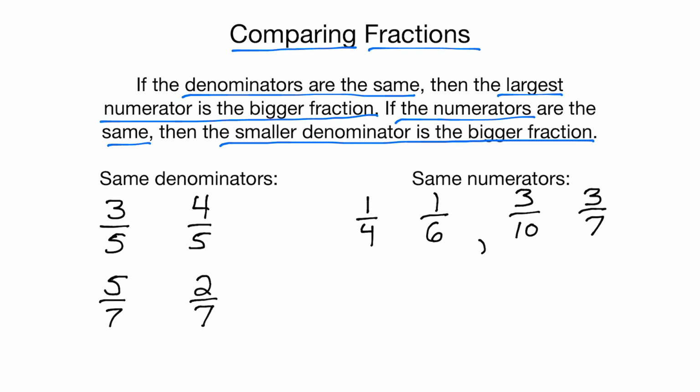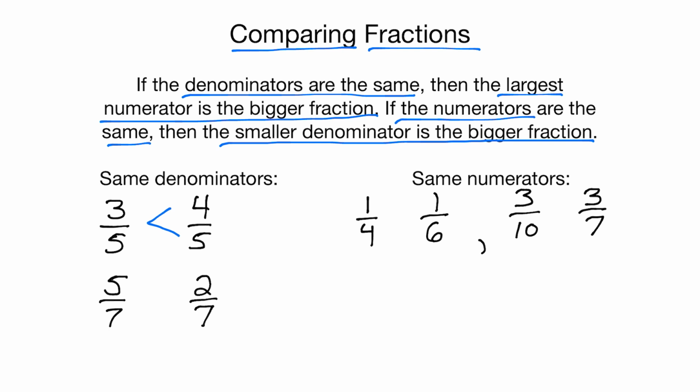Okay, let's look at some examples here. Some examples with the same denominators. The first example, we have 3/5 and we have 4/5. So the pieces are fifths, and the 4/5 is larger than the 3/5. So the bigger numerator, when your denominators are the same, the larger numerator is the larger number. And the alligator always opens his mouth to the larger number.